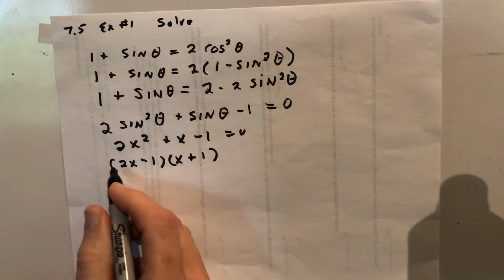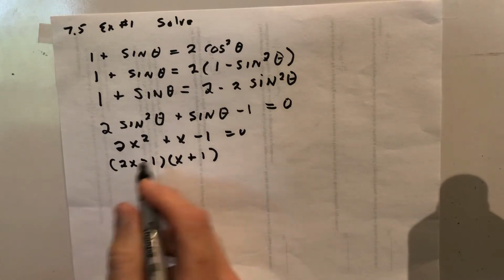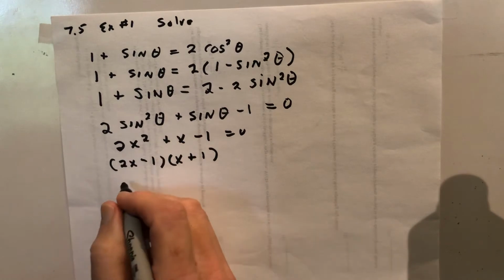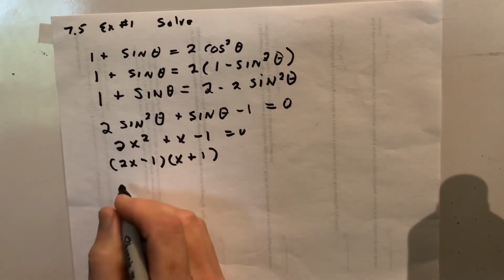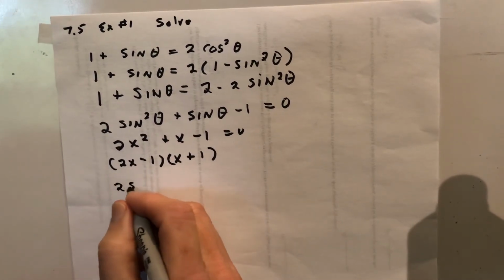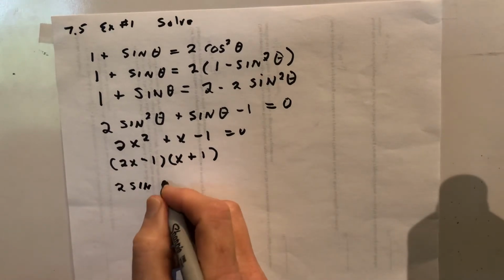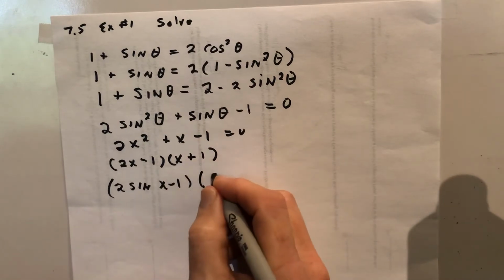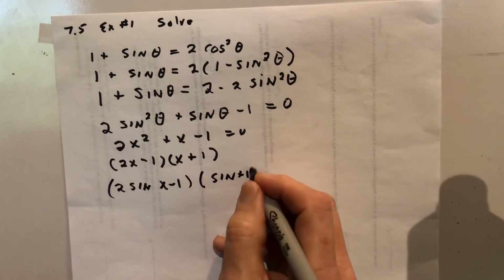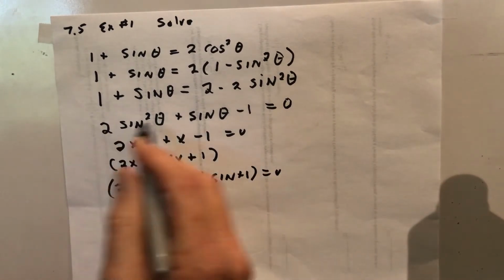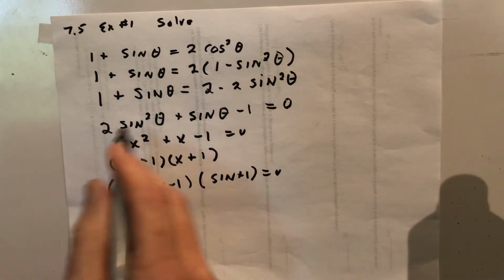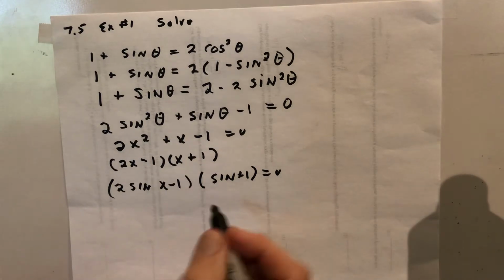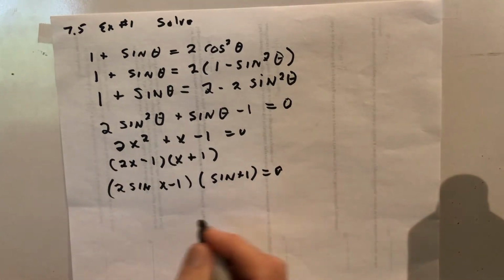So if I FOIL, that's 2x squared, plus 2x minus 1x will give us 1x. Now put the sign back in. Instead of x, it's going to be sine. 2 sine x minus 1, and that's sine x plus 1. Now, if you can factor up here, you don't have to change the x's. But if you're having trouble, then it might be one way to do it.